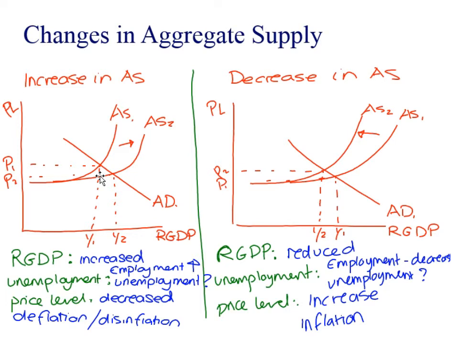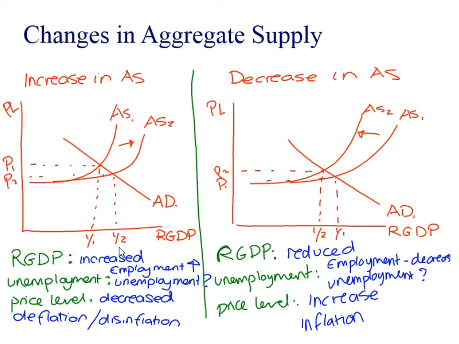And a decrease in aggregate supply means that you get a reduction in real GDP and actually an increase in inflation. But in terms of employment, well, we know more factors of production are being used at this point. So either the quality or the quantity is increased.